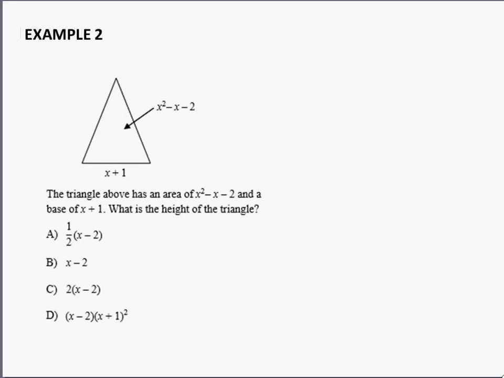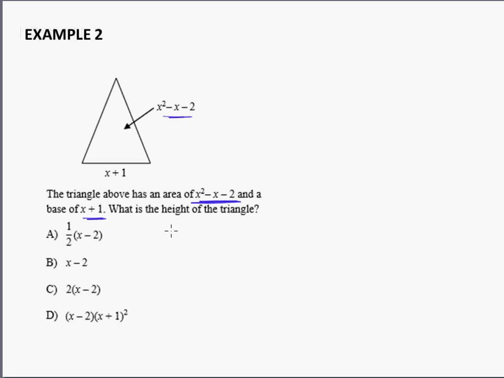Okay, let's look at example 2. Example 2 is you're given a triangle with a base, and they say the triangle above has an area of x squared minus x minus 2 and a base of x plus 1. What is the height of the triangle?